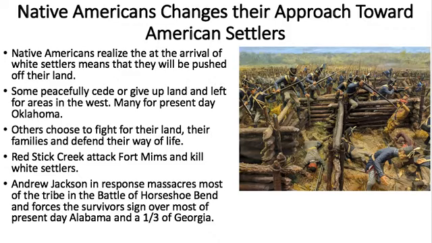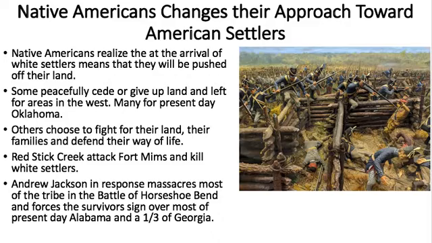We talked about the Creek War as part of the War of 1812, and that is going to get resolved. A group of the Creek called the Red Stick Creek attack a place called Fort Mims and kill white settlers. Pretty decent group of them. And Andrew Jackson basically uses this as a justification for coming in and massacring a great amount of the tribe at the Battle of Horseshoe Bend. First, many of their warriors, and then many of their civilians. And the survivors are forced to cede and give up most of present-day Alabama and even a third of southern Georgia.